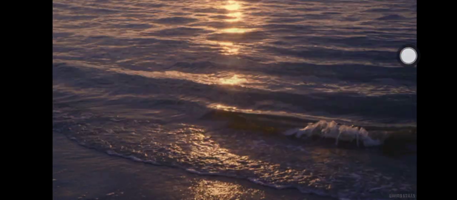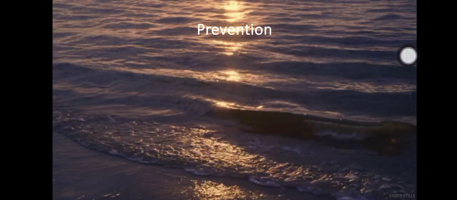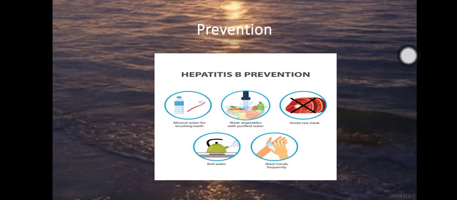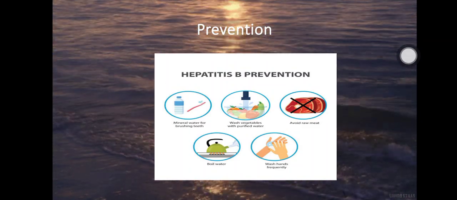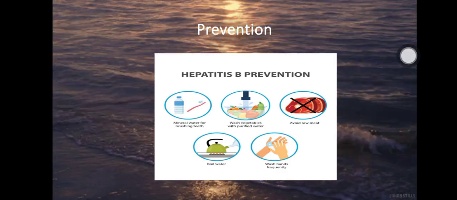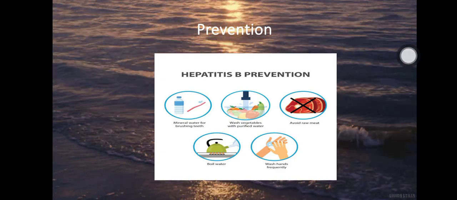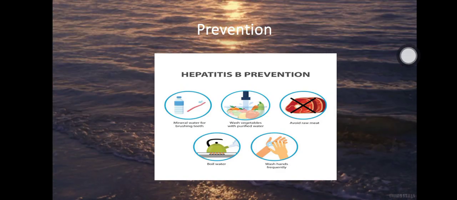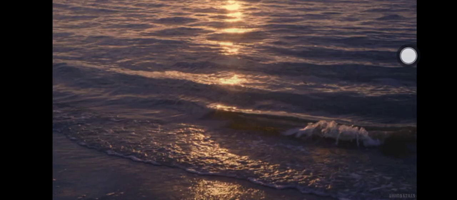Immunity is lifelong. So the best way to prevent is to use clean water for brushing teeth, wash vegetables with clean water, avoid consumption of raw meat, boil water before drinking, wash hands frequently.